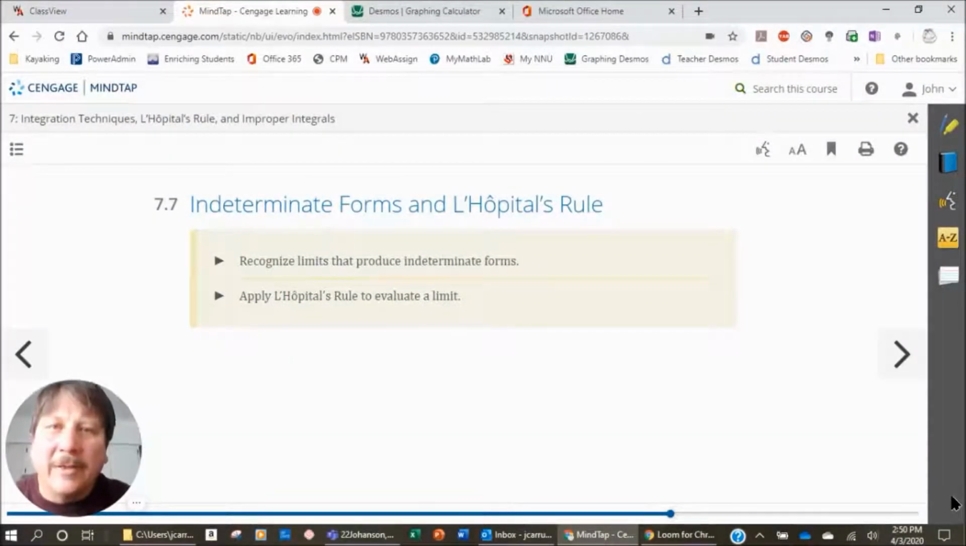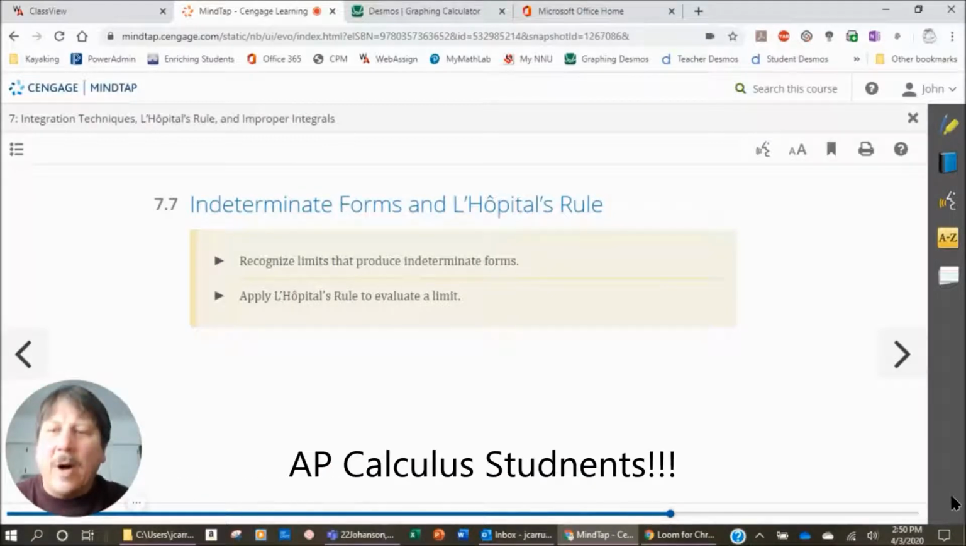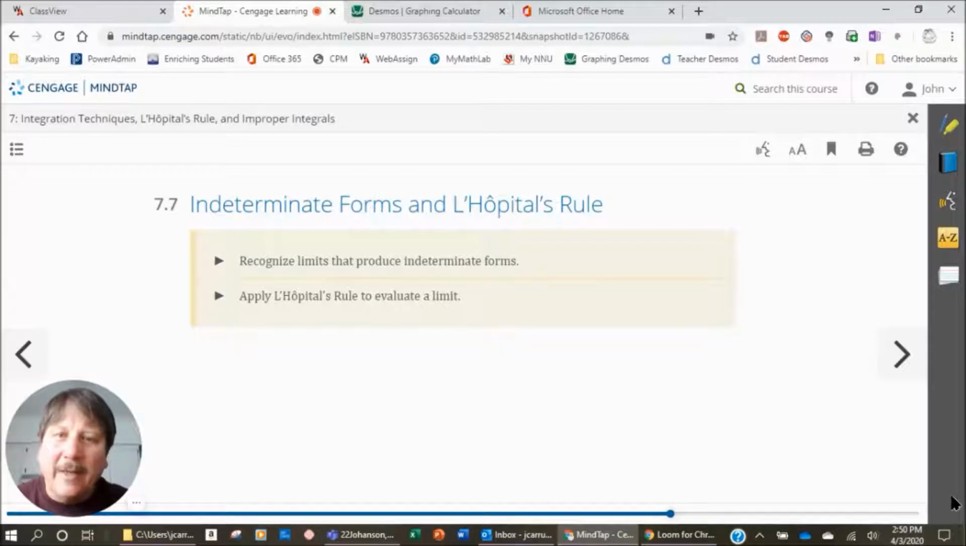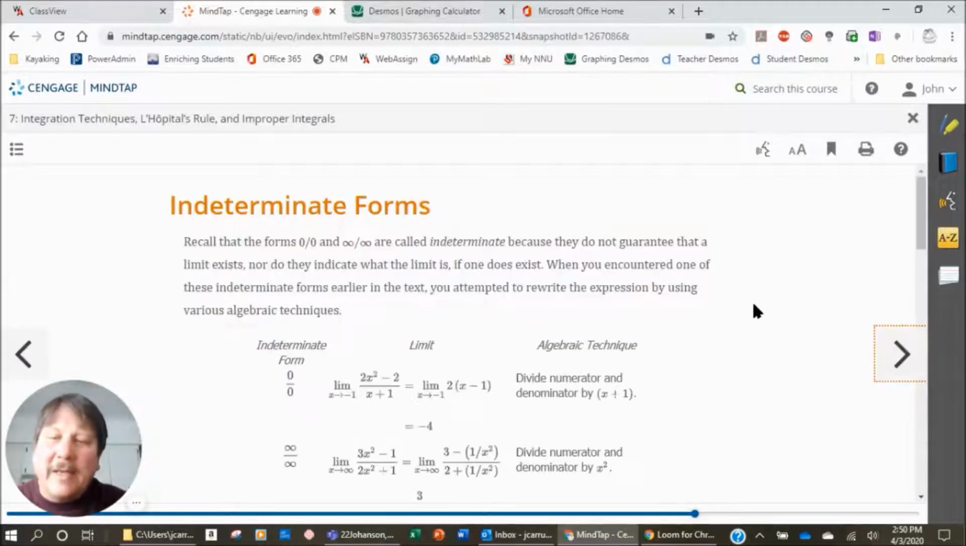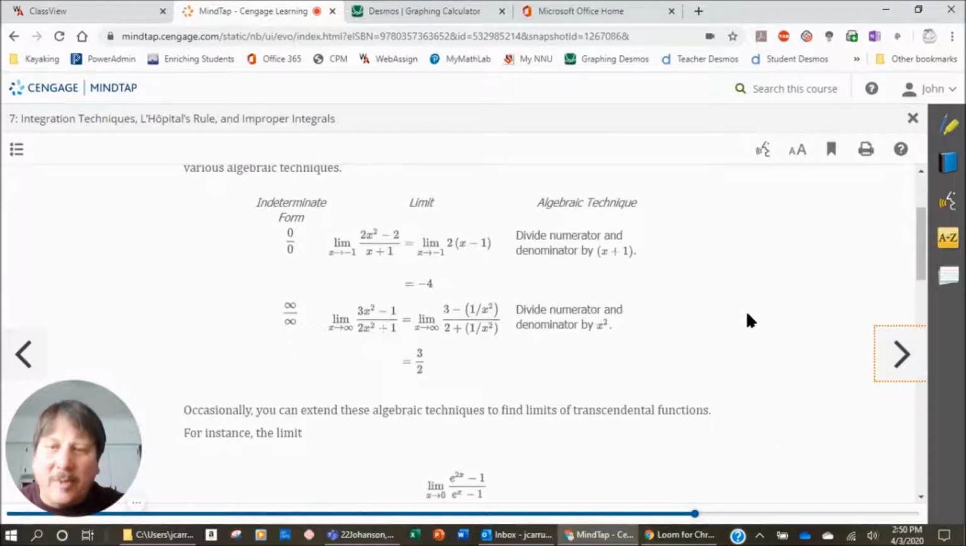Hello, AP Statistics students. This is a video walkthrough of 7.7 L'Hopital's rule and indeterminate forms. There are two parts to it. One is recognizing when something is in indeterminate form, and the other is when and how to use L'Hopital's rule. The first thing here is a couple examples in our textbook that go through indeterminate forms.